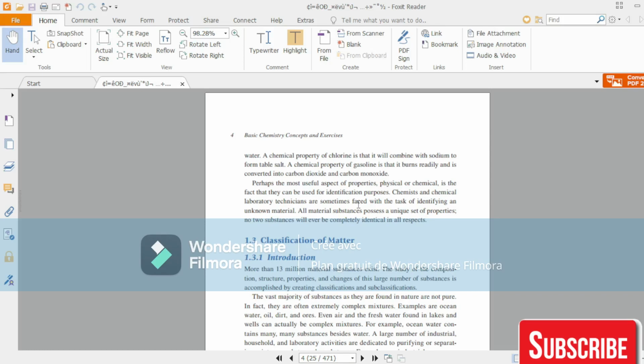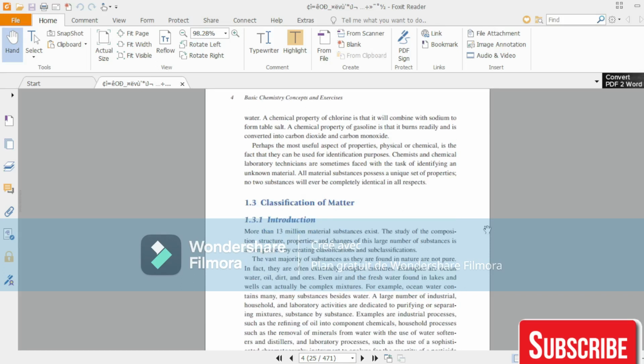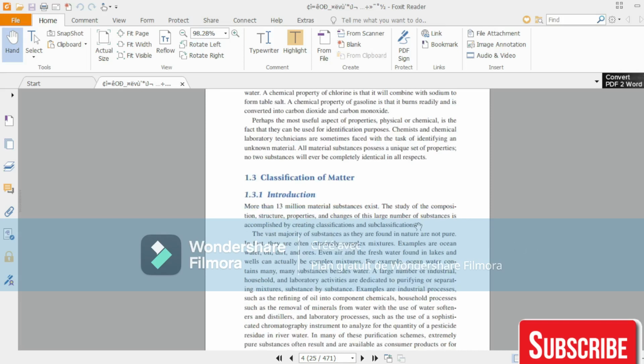Perhaps the most useful aspect of properties, physical or chemical, is the fact that they can be used for identification purposes. Chemists and chemical laboratory technicians are sometimes faced with the task of identifying an unknown material or substance. Substances possess a unique set of properties. No two substances will ever be completely identical in all respects. So we move to the classification of matter.